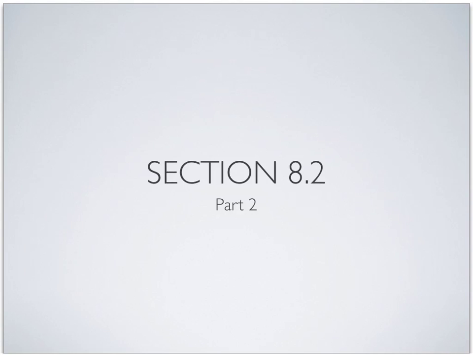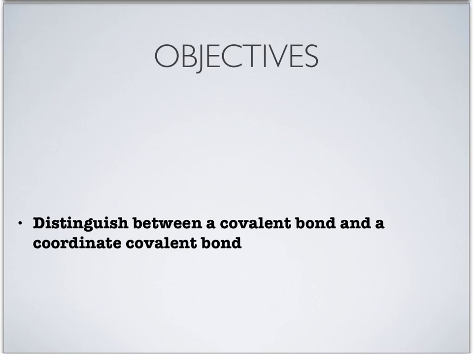All right, well, here's section 8.2, part 2. And in this one, we're only going to try to cover one main objective of those three that we listed the other day, and that's distinguish between a covalent bond and a coordinate covalent bond. So we're going to talk a lot about coordinate covalent bonds in this section, and I want to make sure that you understand that. So we're going to spend some time on this particular issue.